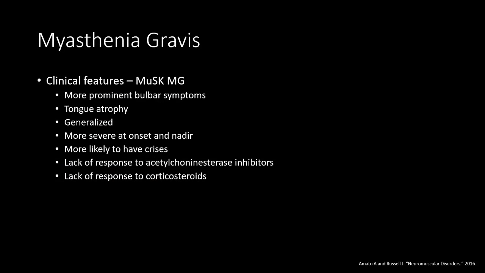They have less response to acetylcholinesterase inhibitors and less response to corticosteroids, and this is probably because, as I mentioned before, antibodies to MuSK are of the IgG4 subclass, which does not activate complement, and steroids have a lot of effect on complement activation. So that's just a different disease mechanism that steroids aren't targeting. Fortunately, these patients do respond very well to rituximab, and so that is definitely a treatment choice that should be considered early in a patient with MuSK myasthenia.